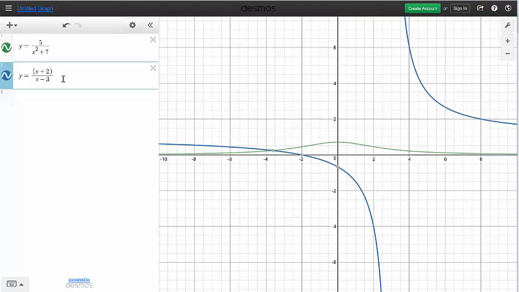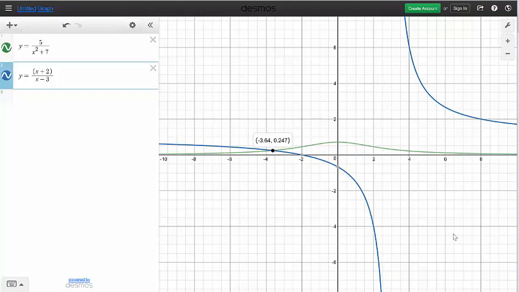Okay, so we see that we've got two graphs here, right? And we want to know where they're equal, right? So what we're looking for is where do they intersect? Where do both sides of the equal sign essentially intersect? And they intersect right at that point right there, okay?